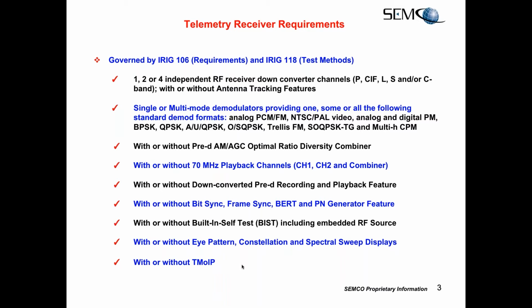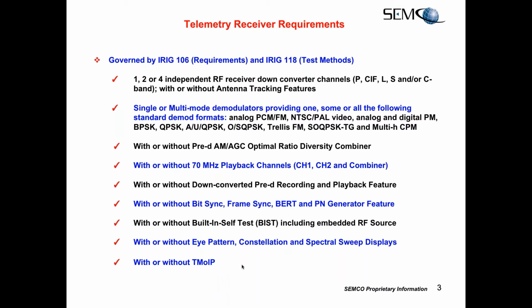A typical receiver is either going to have a single or multi-mode demodulator, which is going to provide one or some or all of the following standard demod formats that I have listed. Traditionally, you have analog FM and PCM FM, NTSC. For international considerations, you'll have PAL video. You'll have analog and digital PM, BPSK, QPSK, AQPSK, offset staggered QPSK, trellis FM, which is your Tier 0, ARTM trellis FM, which is Tier 1 SOQPSK, and Tier 2 CPM. And again, depending on your requirements, a receiver may or may not need to have all of these demodulator features. Also, it may come with or without a pre-D optimal ratio diversity combiner. We'll talk a little bit more about those.